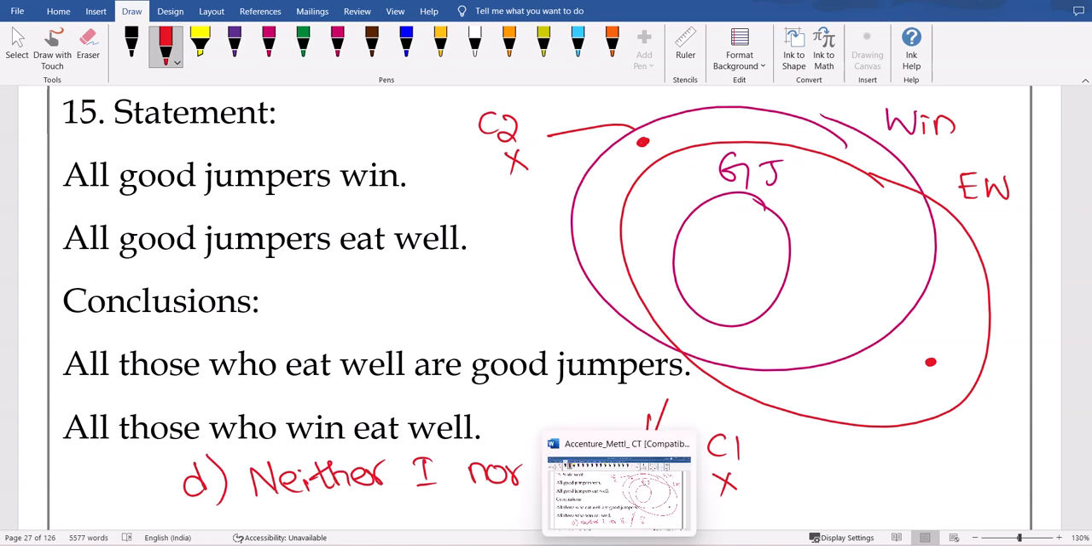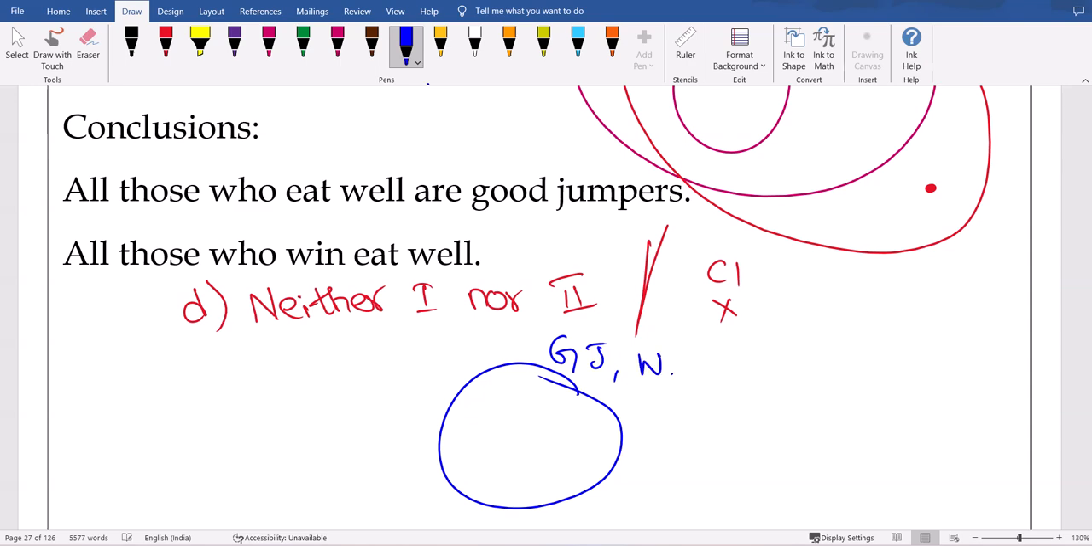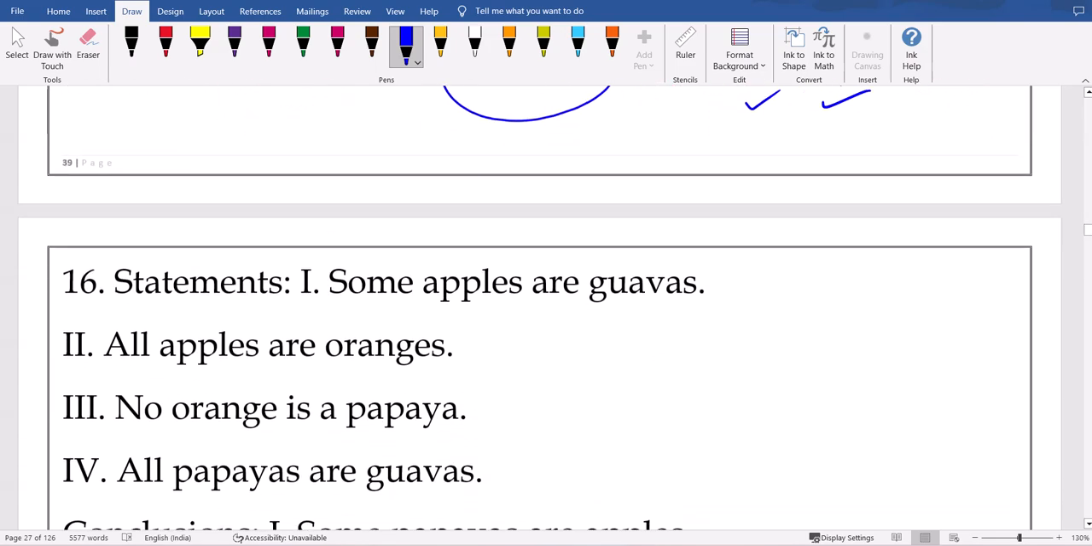If they use the word possibility, then both are okay. I can draw the diagram where both are correct also. We'll take all three into one: good jumper, win, eat well. Then both conclusions will be true. There is a diagram where both are true, and both failed also. We have to go for the conclusion which is true in all diagrams. So we are done. Next one.